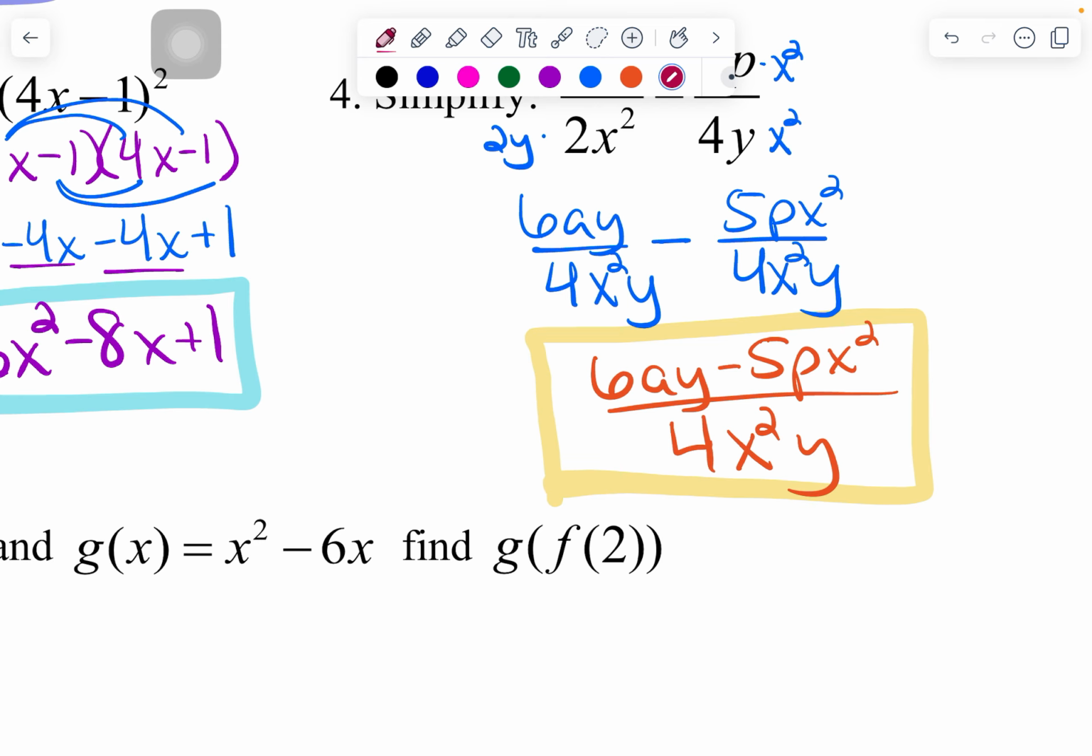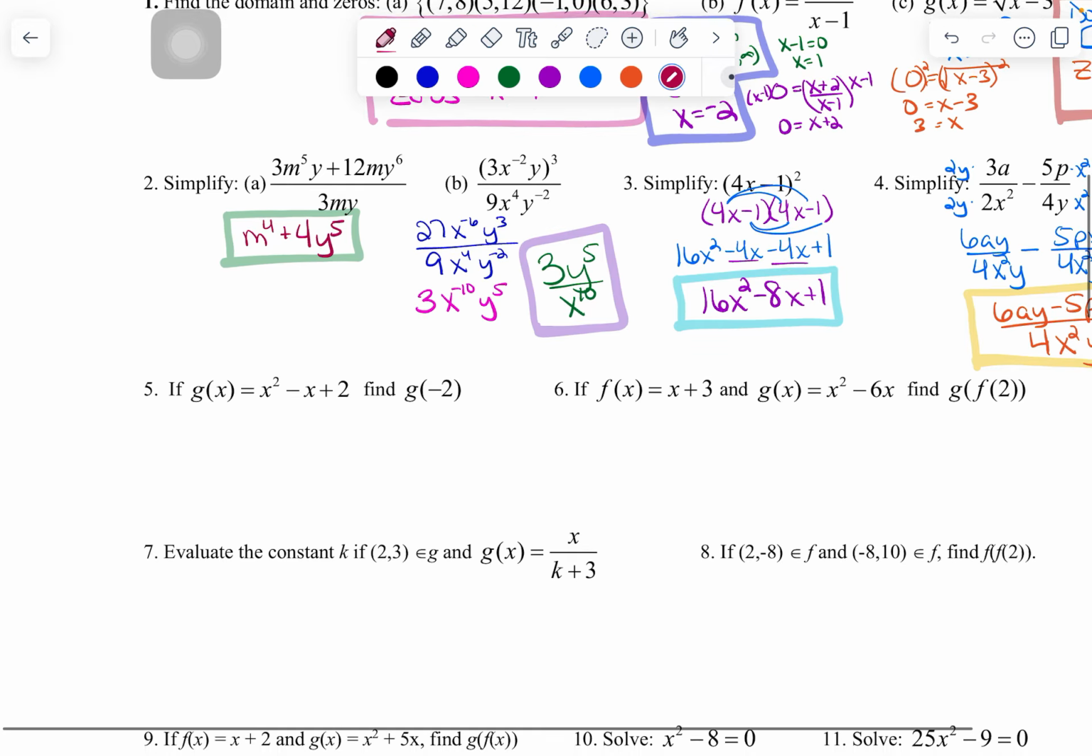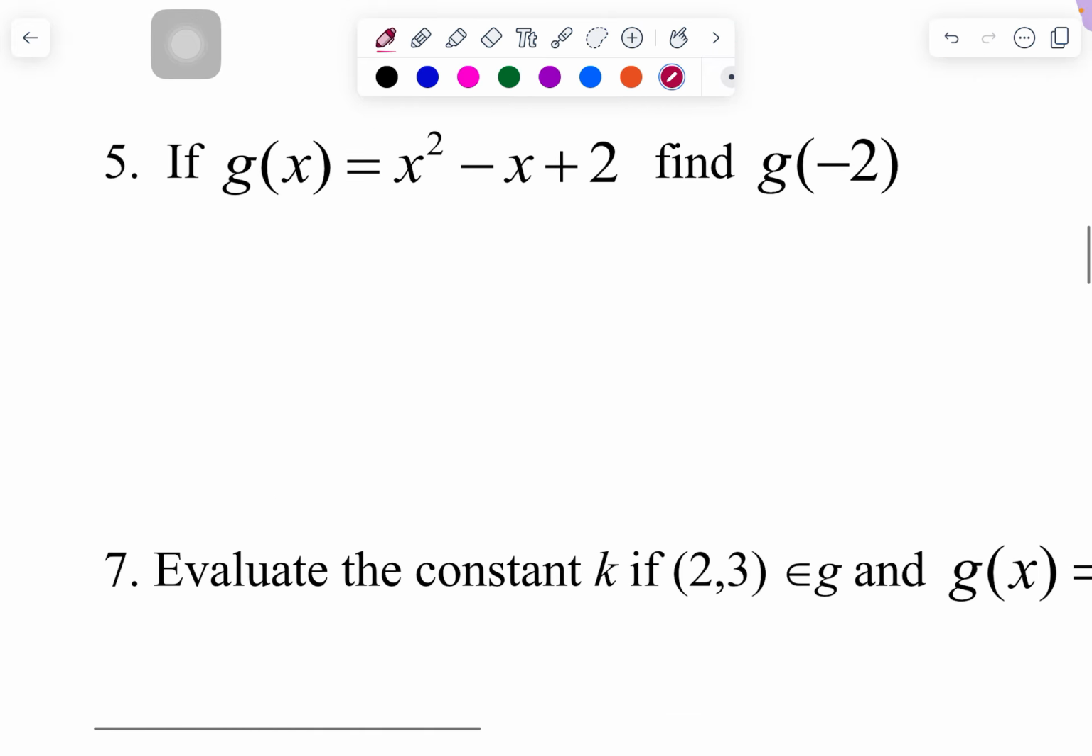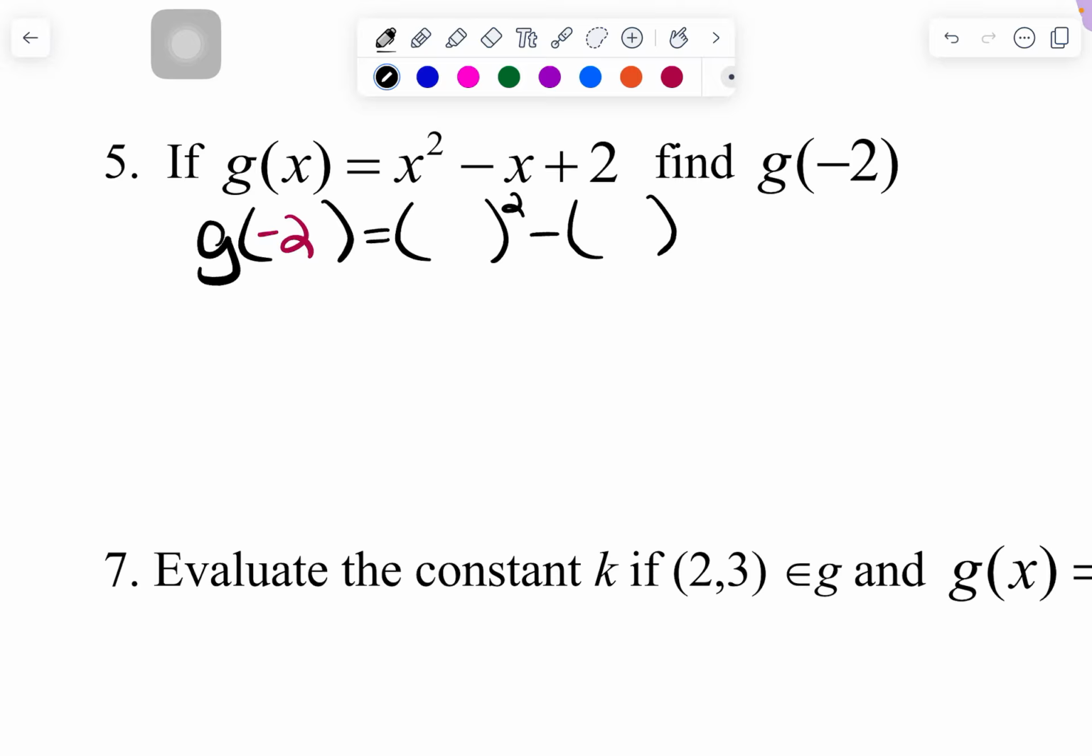All right. Let's see what's next. Question number 5 is evaluating a function. I gave you g of x. I want you to find g of negative 2. So g of negative 2. Everywhere I have an x, I'm going to replace it with a negative 2.